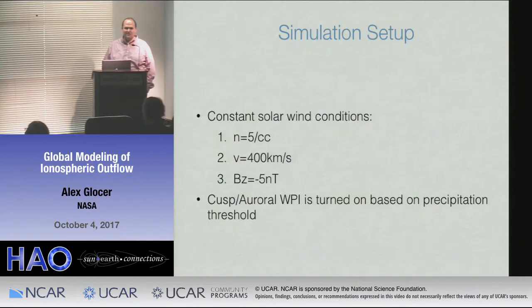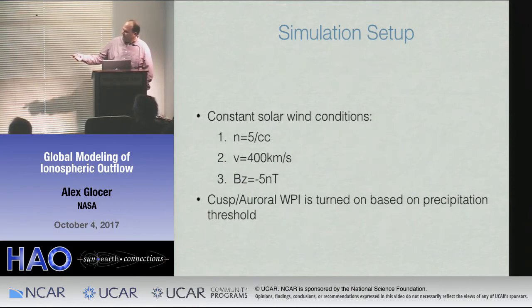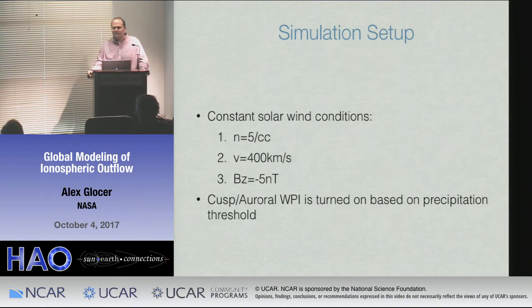So this is the first test that I did with this new capability, putting the outflow into the global magnetosphere. So this is a pretty simple test. Basically, I'm using constant solar wind conditions where the fixed density of 5 particles per cubic centimeter, 400 kilometers per second, and magnetic field IMF, just constant southward, -5 nanotesla.